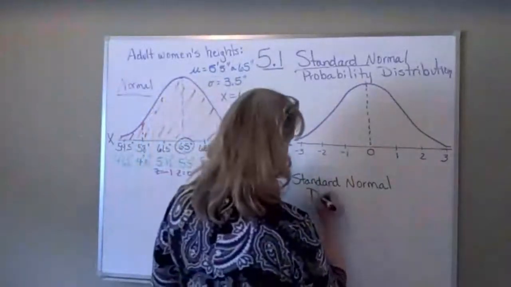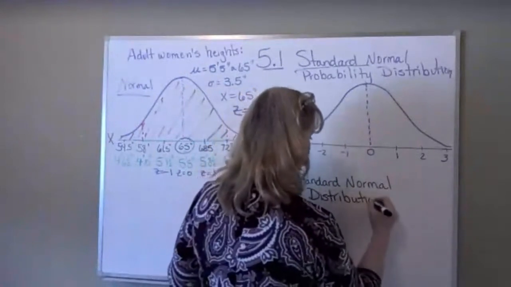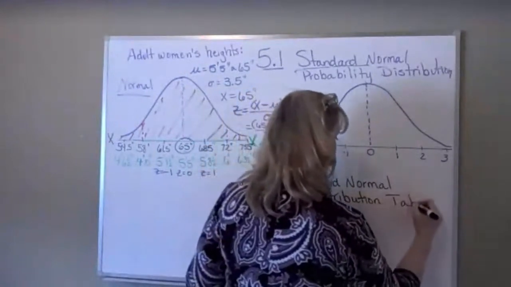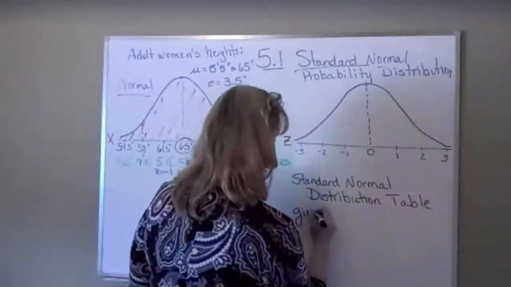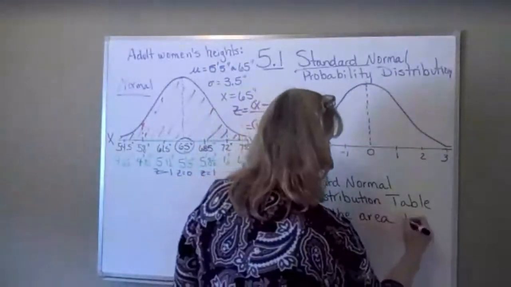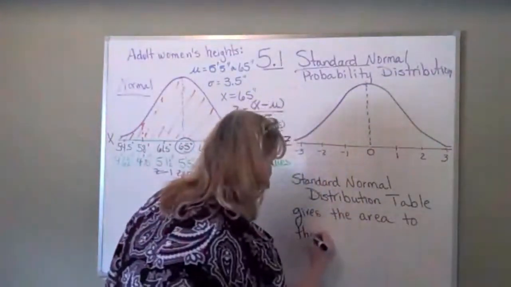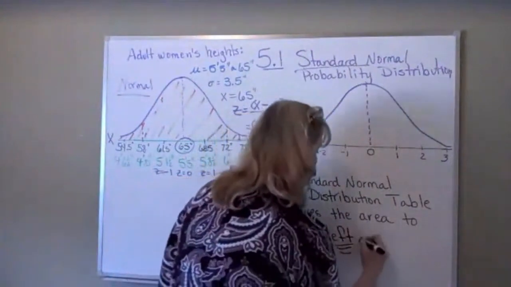Standard normal distribution table, and I want you to write this down and highlight it. What it gives is the area to the left of a z-score.